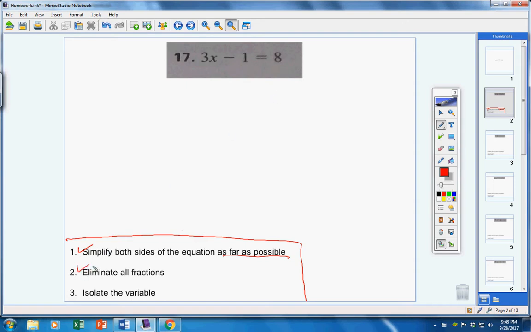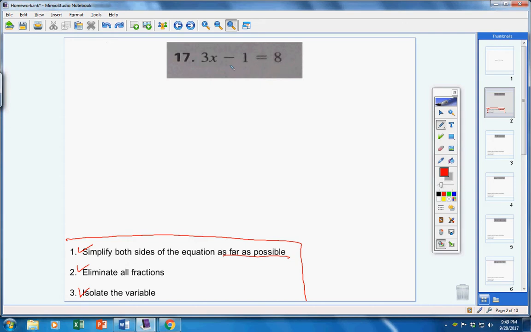On to step 3. Isolate the variable. So, we want to get x by itself. Remember, the last thing that you always get rid of is the number that's right beside the variable. Always save that. It's called a coefficient. Always save the coefficient for last. Okay?